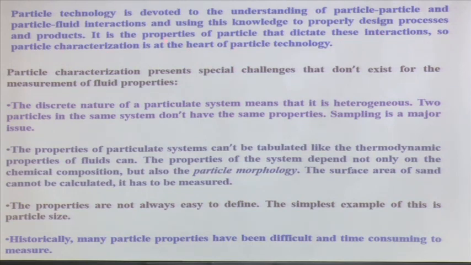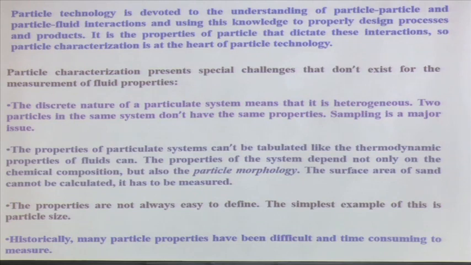So particle characterization is at the heart of particle technology. Why am I saying that? Why does the fluid not dictate that? I will explain. For fluids, the properties are mostly known. They are documented in standard handbooks. By looking at a handbook, we can easily tell what the density of water is at 40 degrees centigrade, or what its viscosity is, or look up some other fluids.